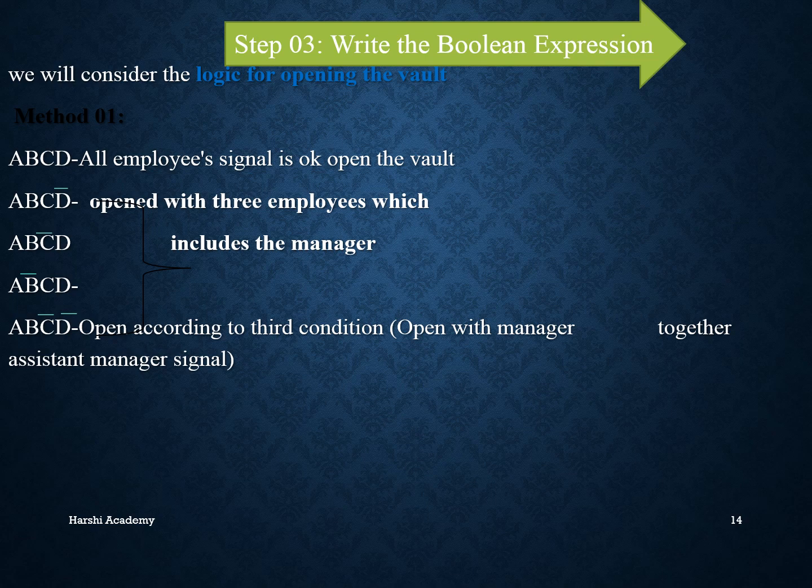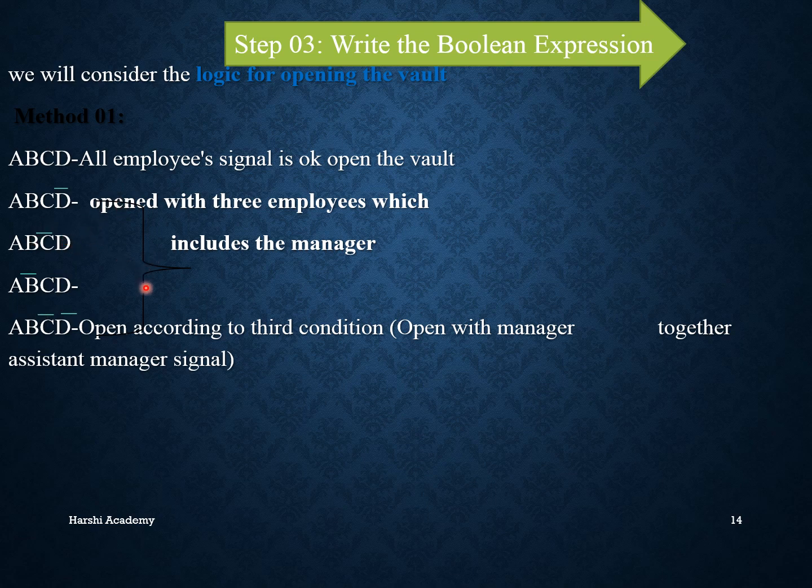Step 3. Write Boolean expression. Here we will consider the logic for opening the wallet. Method 1. ABCD. That means all employee signals are OK, then open the wallet. ABC D bar. We assign D for security guard. No security guard signal but 3 signals OK, so the wallet can be opened. Here no teller signal. Here no assistant manager signal.